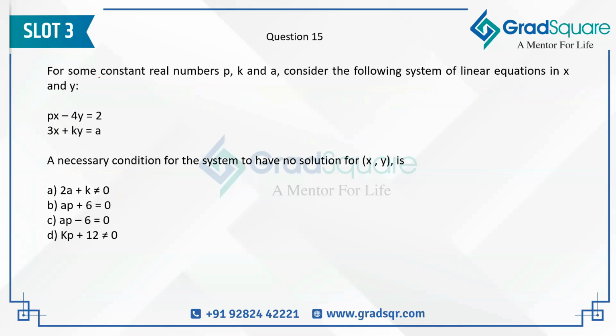Let's look at question number 15. For some constant real numbers p, k, and a, consider the following system of linear equations. This is a system of linear equations in x and y, two equations. We need a necessary condition for the system to have no solutions.